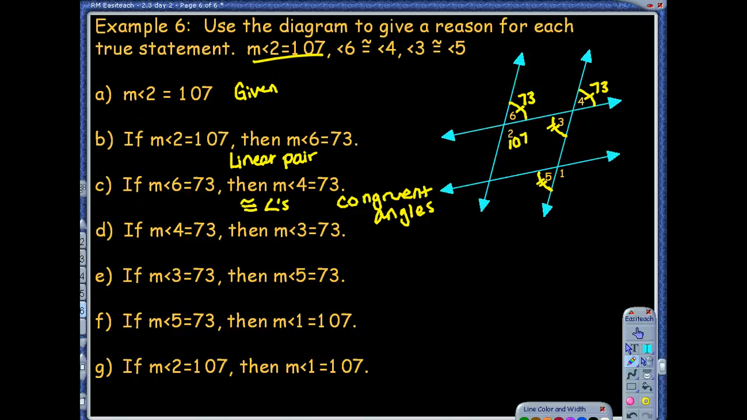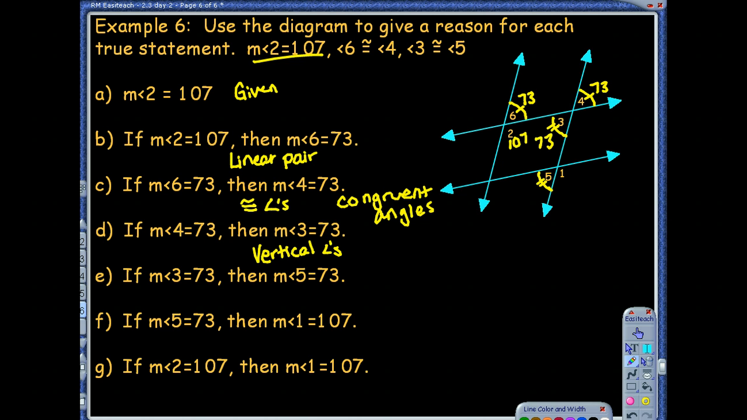All right. Now, if the measure of angle 4 is 73, then the measure of angle 3 is 73. Why is that? What are you thinking here? Well, what do those angles have in common? Angle 3 and angle 4 are vertical angles, and we know vertical angles are congruent. So if they are congruent, they have the same measure. So we'll just say because they're vertical angles.